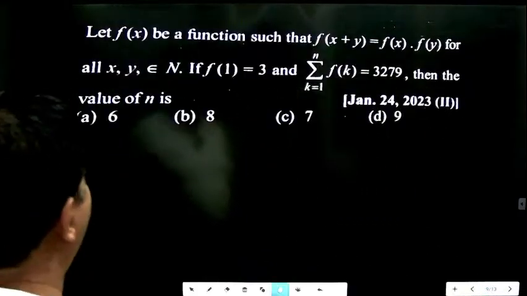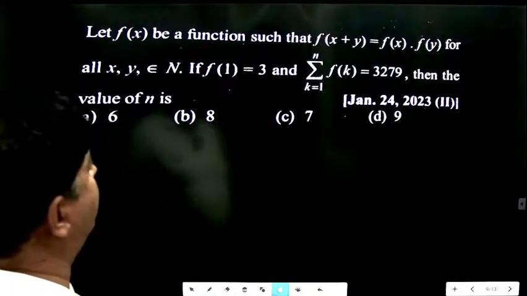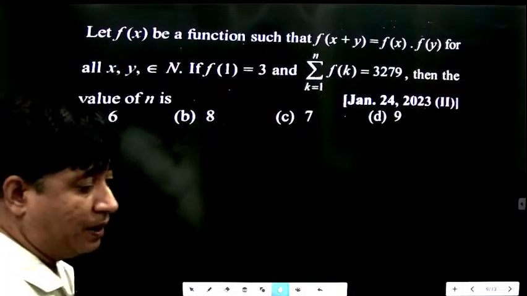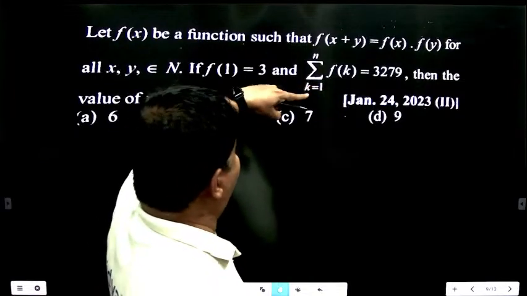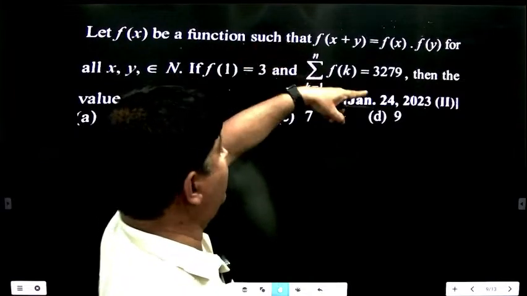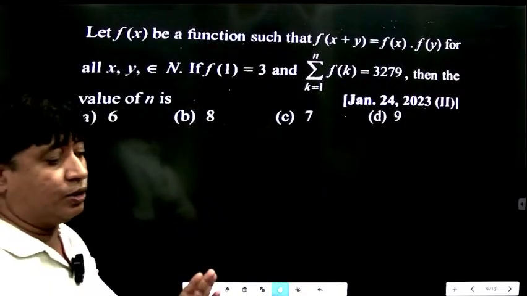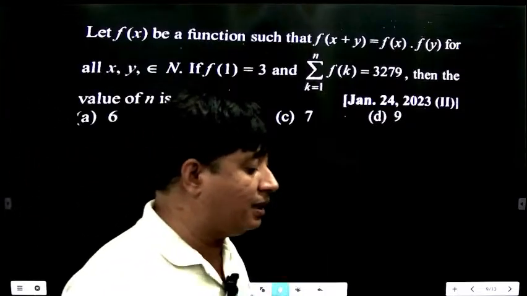See, f(x) be a function such that f(x plus y) is equal to f(x) into f(y), where x, y belong to natural numbers. F1 is equal to 3, sum of f(k), k starts from 1, ends with n, is that. So the sum is so simple. It is somehow related to NCERT even.